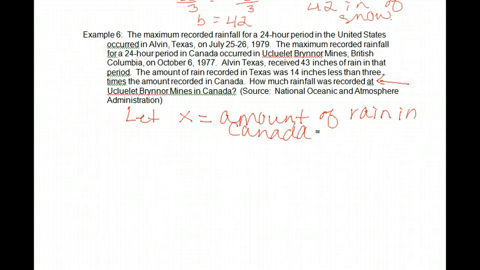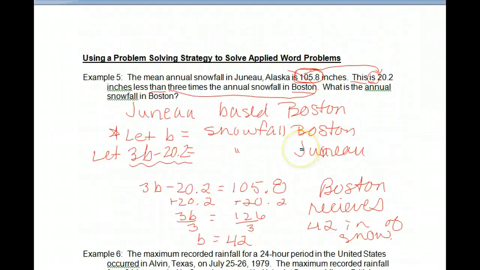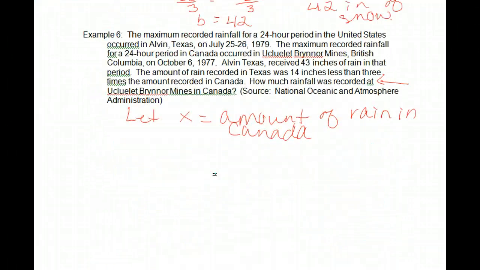You always want your let statement to refer back to what the question is asking you. Note in the problem that we solved before that our let statement directly referred to the question that we were being asked. So our let statement here is going to answer the question that's being asked of us. And now we're going to go back into the problem in order to help us write the equation.